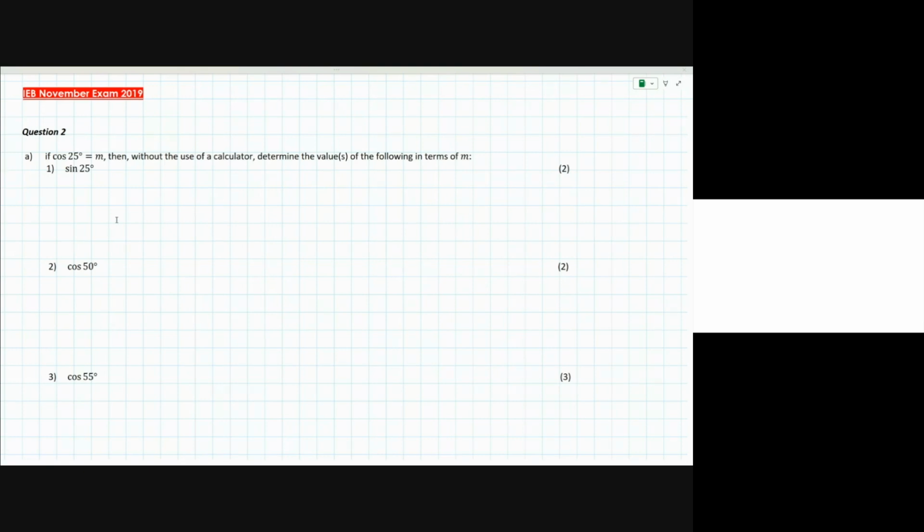All right. So it says if cos 25 equals m, then without the use of a calculator, determine the value or values of the following in terms of m.